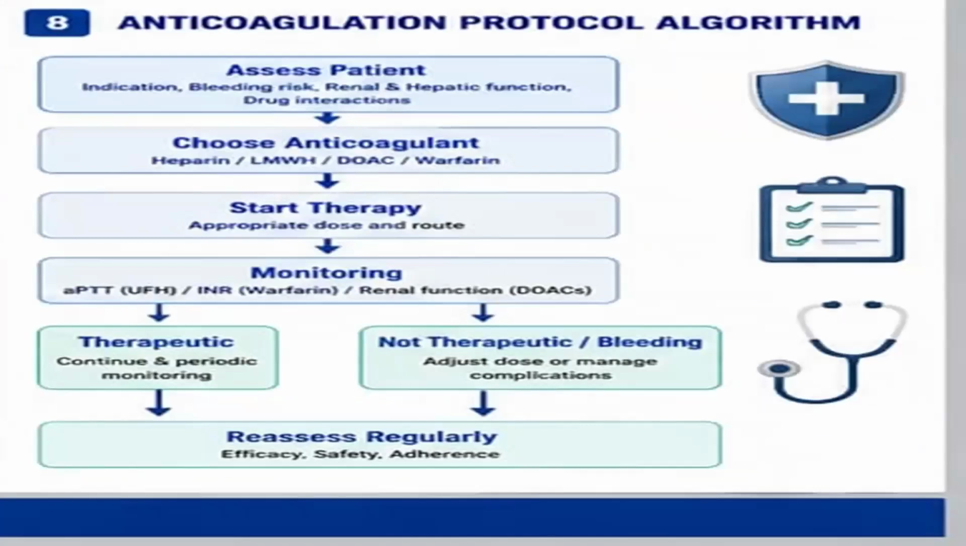Now, let us revise quickly. Remember these four questions. Why does the patient need anticoagulation? Which anticoagulant is most appropriate? How will you monitor it? And what is the reversal agent if bleeding occurs? These four questions are commonly asked in ward rounds, talks, vivas, and postgraduate examinations. If you remember them, you will be able to manage most anticoagulation cases confidently.